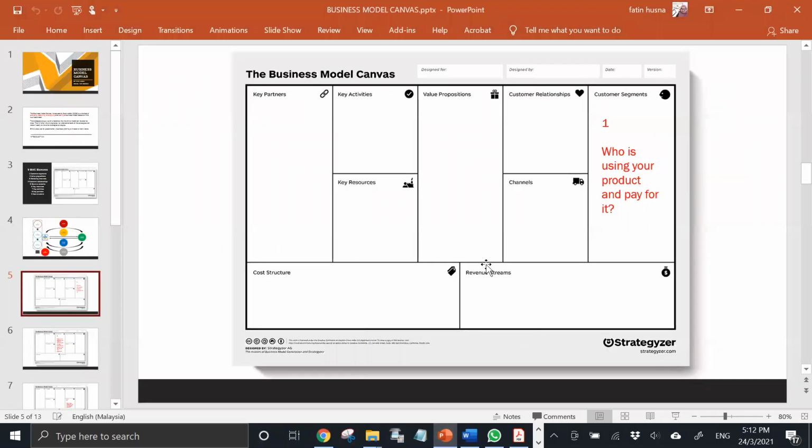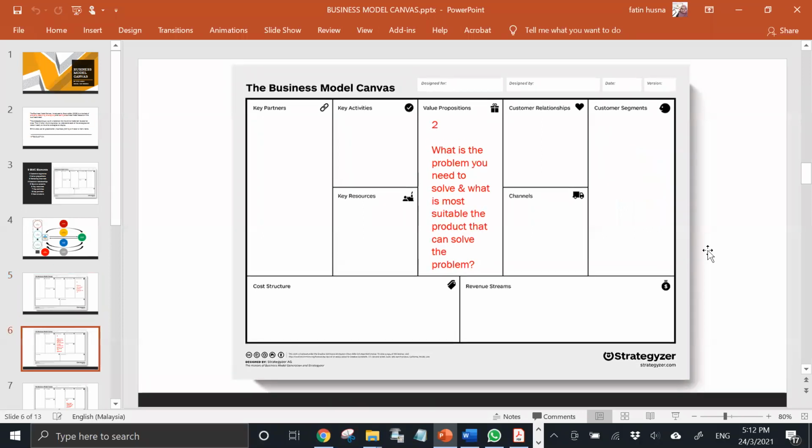Any question on customer? I go one by one. Okay, next is value proposition. What is the problem you need to solve? What is the most suitable product you can solve the problem?